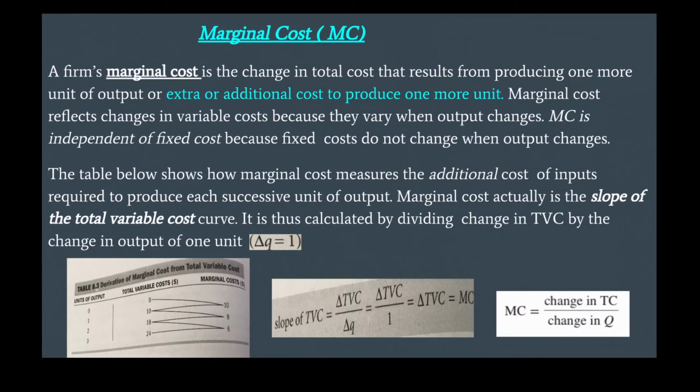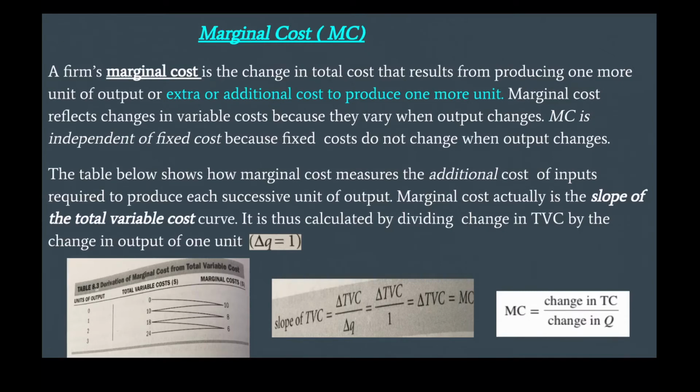Marginal cost or MC. The firm's marginal cost is the change in total cost that results from producing one more unit of output, or the extra or additional cost to produce one more unit. Marginal cost reflects changes in variable cost because they vary when output changes. Marginal cost is independent of fixed cost because fixed costs do not change when output changes.